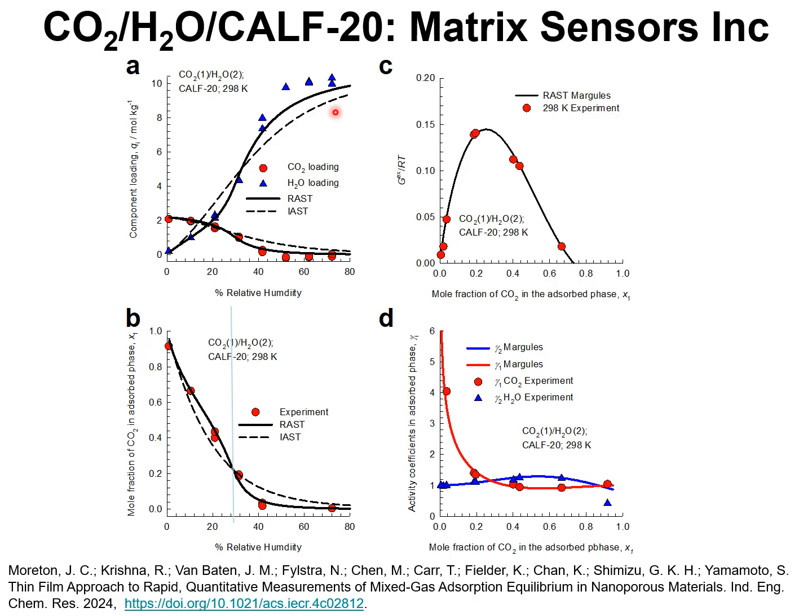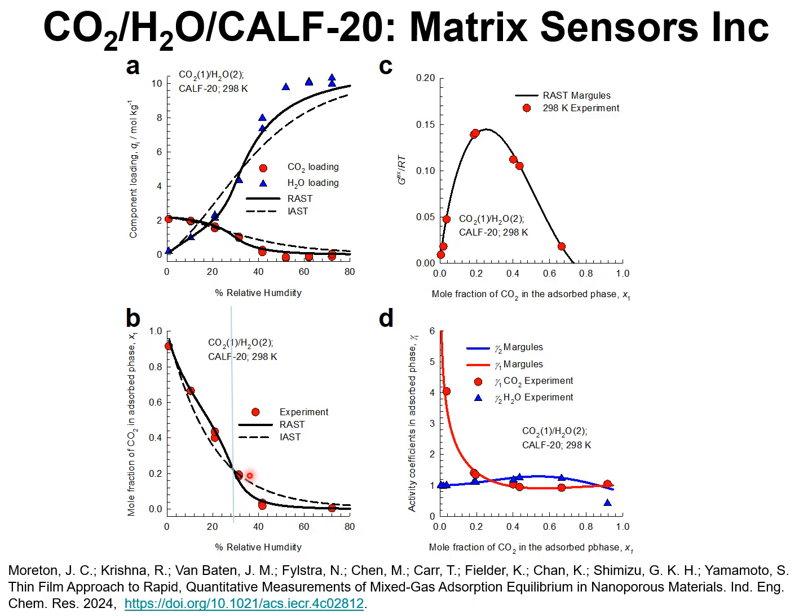We note that the experimental data also shows strong deviations from the estimates of the ideal adsorbed solution theory. The continuous solid lines are the real adsorbed solution theory fits of the experimental data. Another way to demonstrate the deviations of the experimental data from the IAST is to plot the mole fraction of CO2 in the adsorbed phase on the y-axis as a function of percentage relative humidity.